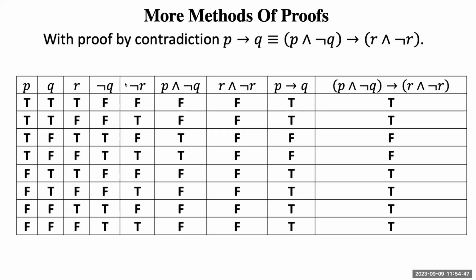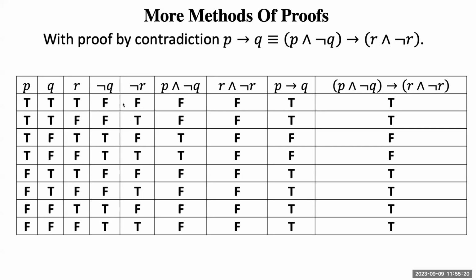Notice I'm going to need not Q. If Q is true, true, false, false, then not Q is false, false, true, true. So that's that column. Not R: if R is true, not R is false. So you see true to false, false to true, true to false, false to true. And likewise here, true to false, false to true, true to false, false to true.